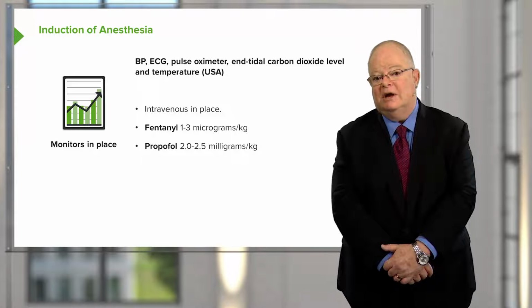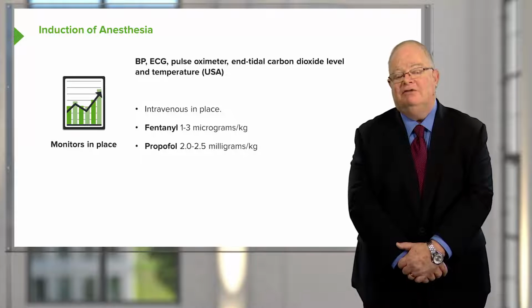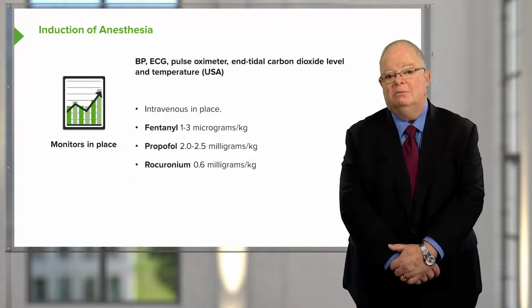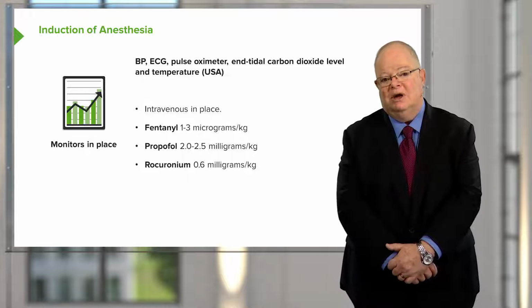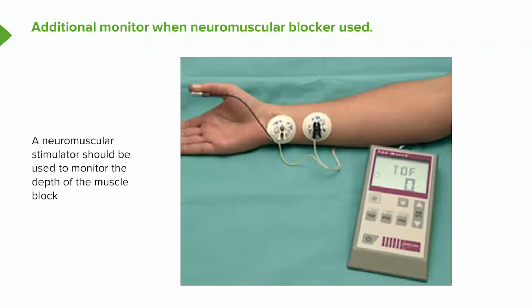I use 2 to 2.5 milligrams per kilo, and I follow this immediately with rocuronium 0.6 milligrams per kilo, which is a moderate but not large dose of rocuronium.